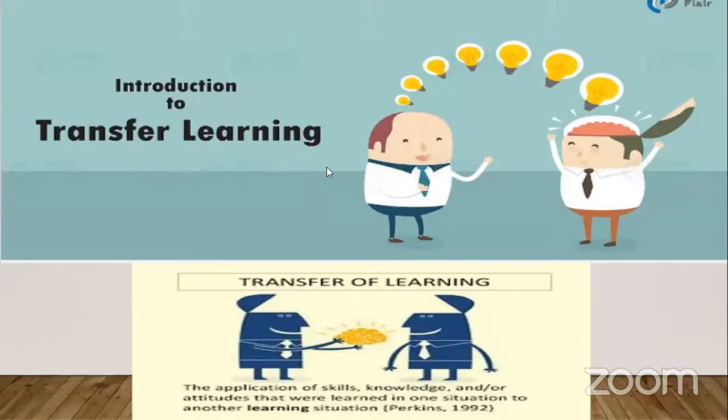As per the definition, transfer of learning means we are trying to apply certain skills or knowledge, or we are trying to transfer these skills and knowledge to some other people, from one person to another, generation to generation. This concept was introduced lately, in 1992, but it is still going on.